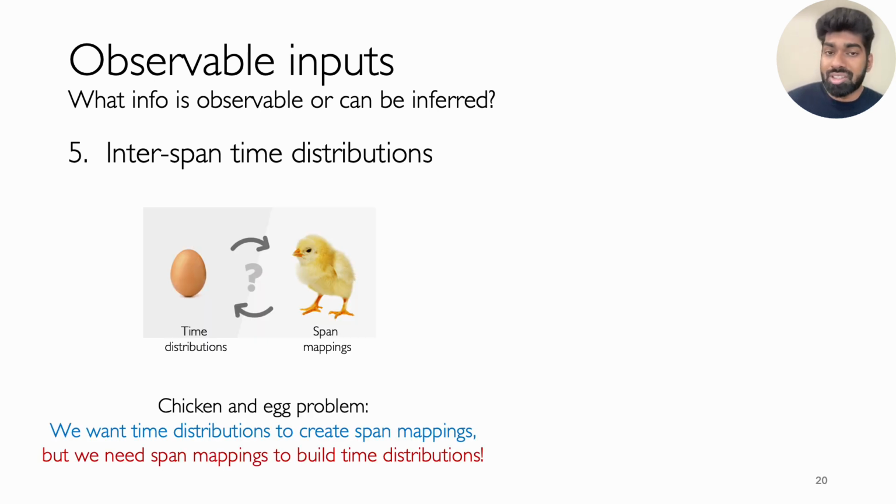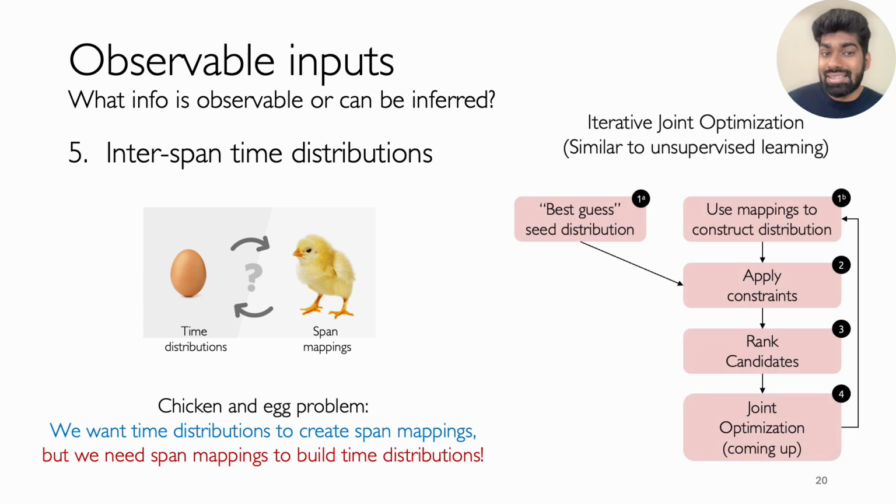An iterative joint optimization process is required because we have an interesting chicken and egg problem: we want time distributions to create mappings, but we need mappings to even build time distributions to begin with. To solve this, we start with a best guess seed distribution, which does not use mappings, as mentioned in our paper. Then we iteratively improve the distribution by applying the other techniques to improve the span mappings. Then we take those mappings and construct the distributions for the next iteration from them. In a sense, we're jointly learning the distribution and the mappings.